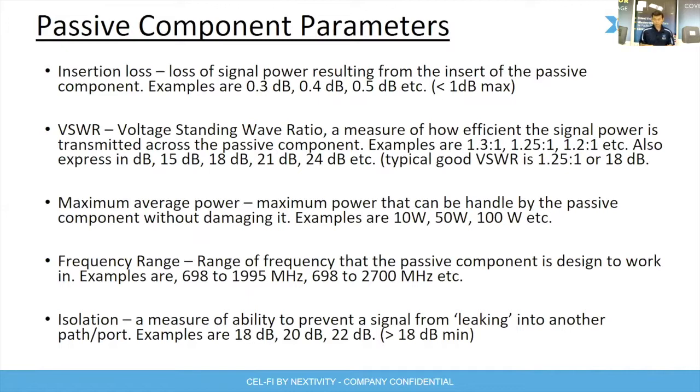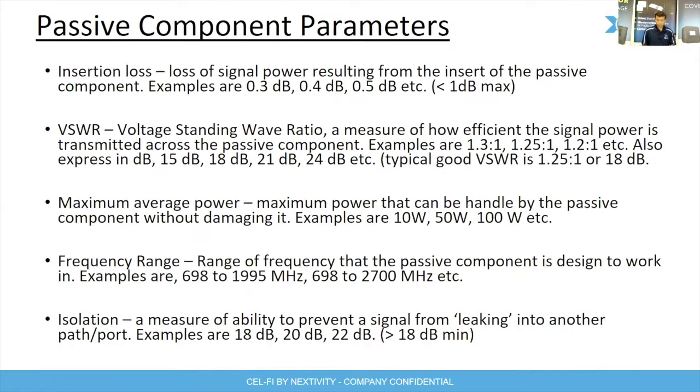Typically, we want it to be as low as possible because you need to take care of the link budget for the whole system, right? But anything below 1 dB is considered good, but usually we are trying to target as low as possible. For example, around 0.3 to 0.5 for a two-way splitter.